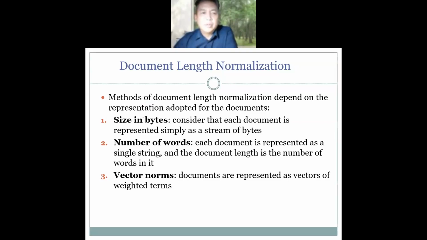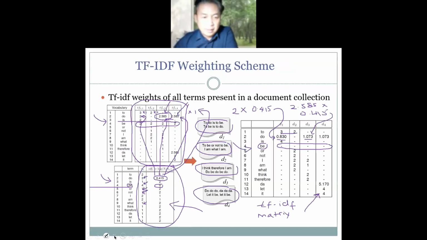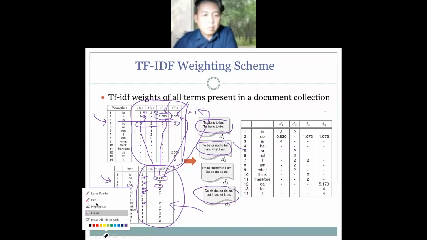We can normalize them using size in bytes. Consider that each document is represented simply as a stream of bytes. Or we can look at the number of words in each of the documents. Or we can look at the vector norms. Documents are represented as vectors of weighted terms. So we will be using this because we already have the weighted terms. So the weighted terms, we are looking at this. Let me erase this. Okay, so the weighted terms, we are talking about this.